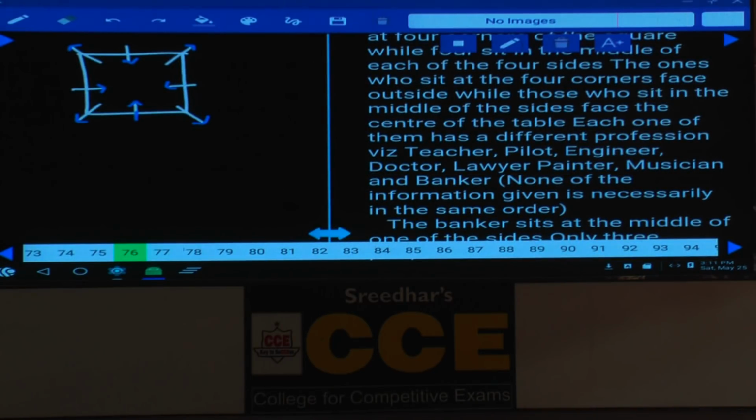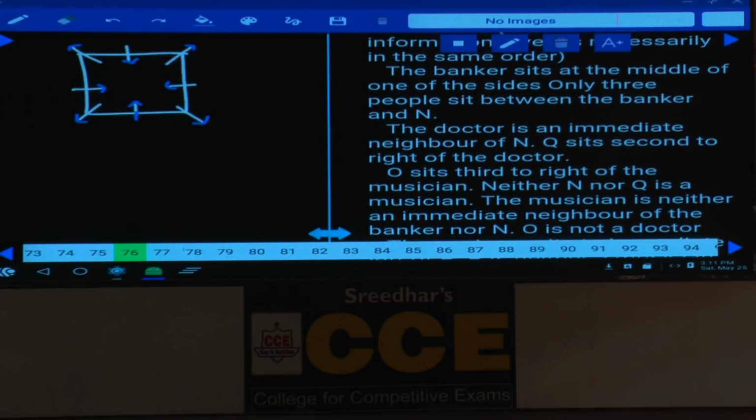And each one of them has a different profession. And next one, what is the parameter added here? Each one of them has a different profession is also clearly specified. Now we need to identify who is sitting at which position and what is the profession of that person. Then condition number 1, the banker sits at the middle of one of the sides. As the banker sits at the middle of one of the sides, now we need to fix the banker at one of these places, isn't it? Banker, now let us take banker is here. Now we can fix this banker at any one of these 4 places. Then the banker sits at the middle of one of the sides, only 3 people between banker and N.